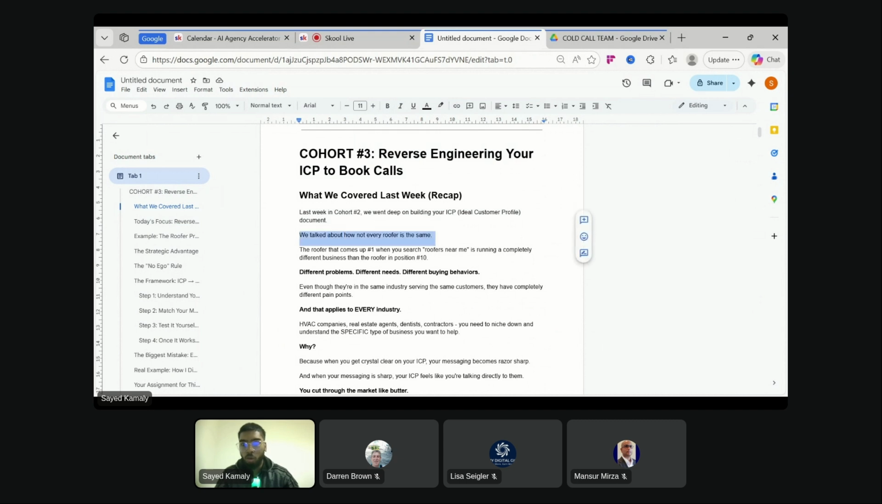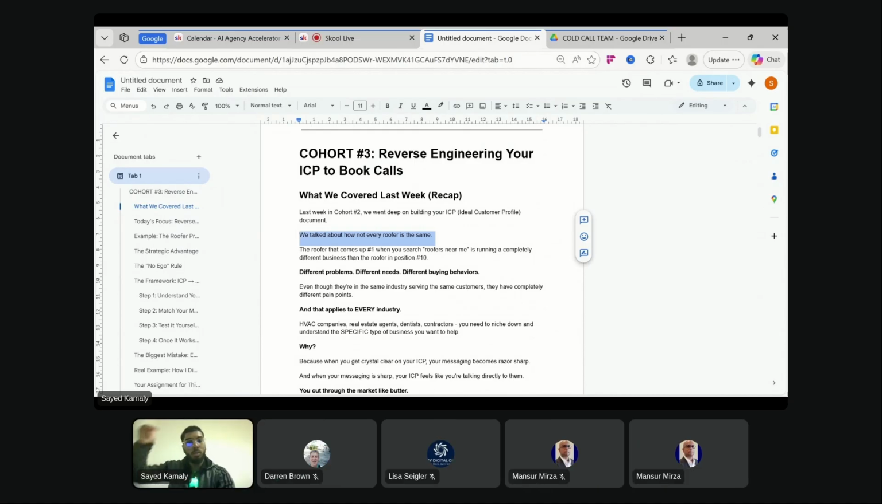We talked about how not every single business within one specific space is the same. For example, when I search up roofers near me, the roofer that comes up in first place is not going to have the same problems as the roofer that comes up in last place.